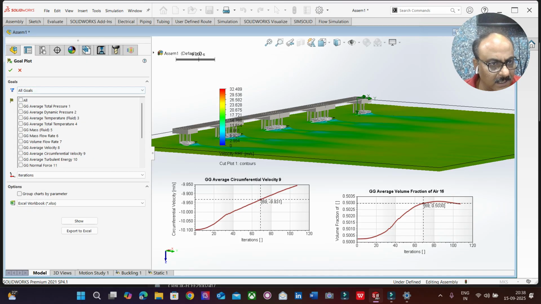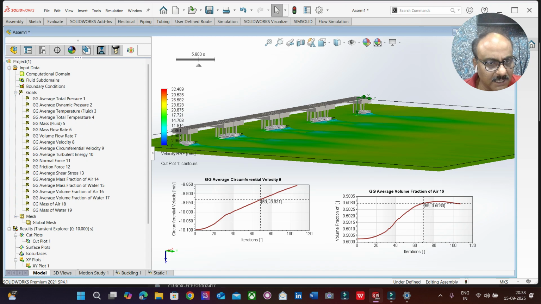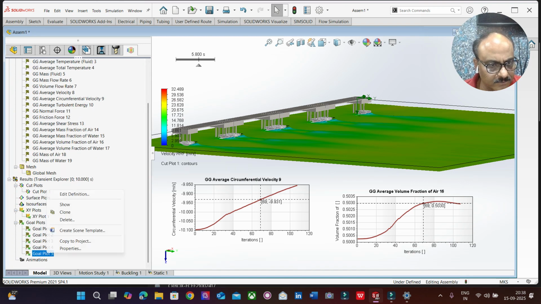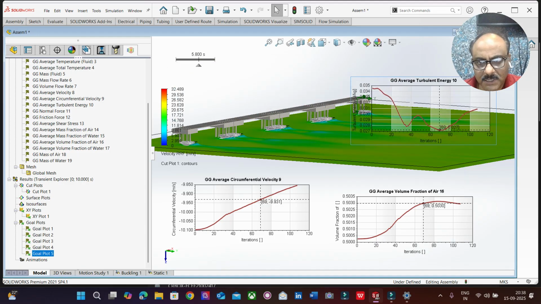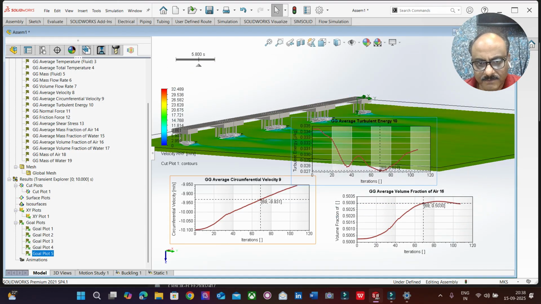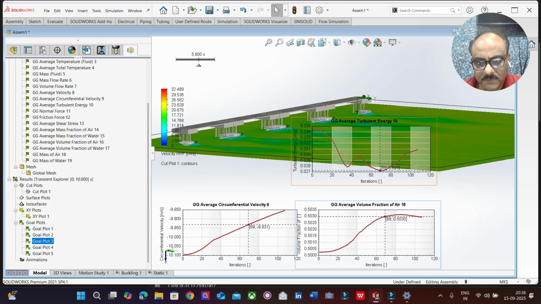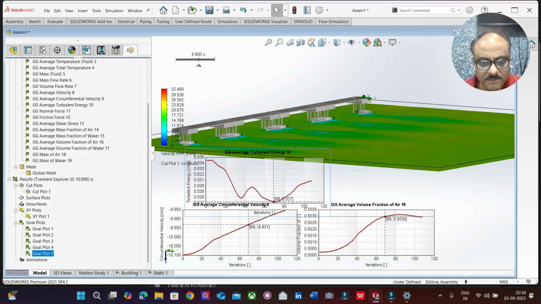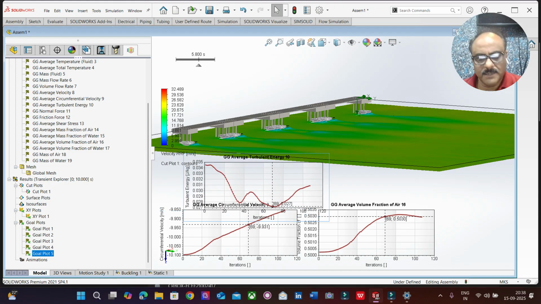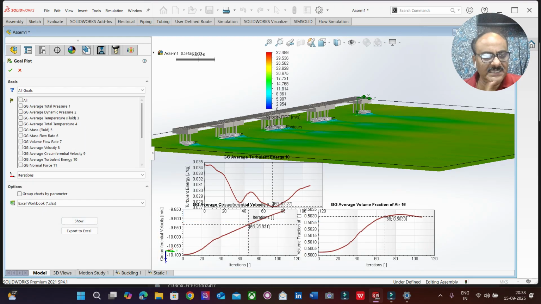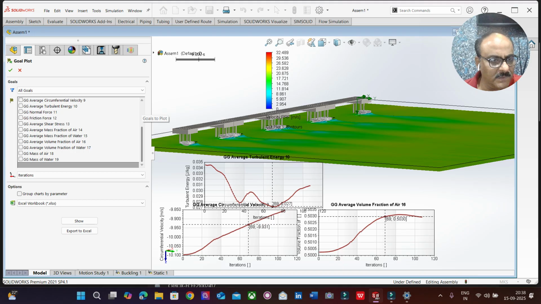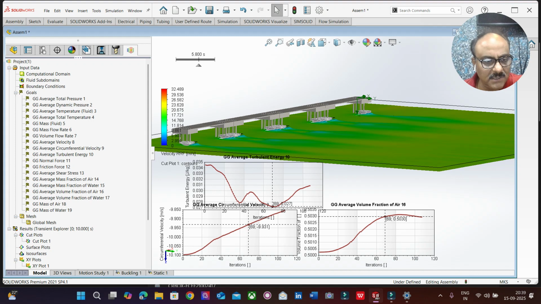Instead of that, we'll find out how the turbulent energy varies. Yeah, this is how the turbulent energy is going to vary. This is the average velocity, this is the turbulent energy. Okay. Now let's see the mass fraction of air and the mass fraction of water.